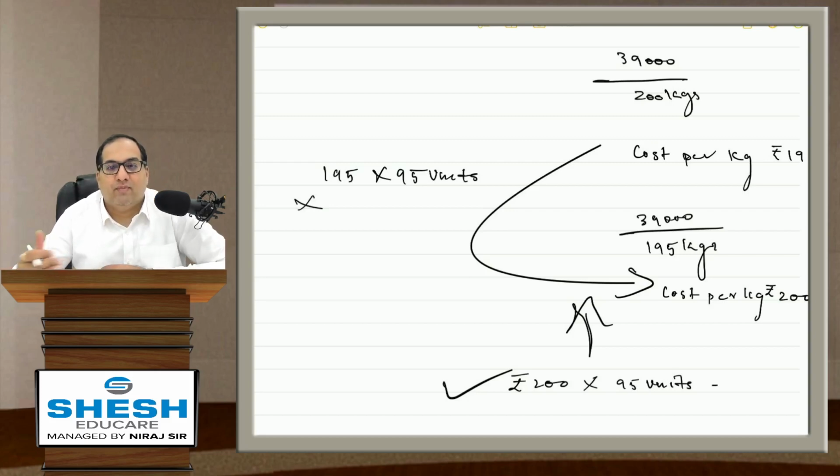So for normal loss, you don't have to pass any entry. But yes, because of normal loss, your cost per kg will increase. How the cost per kg will increase and how it will be adjusted at the time of valuation of consignment stock, I have discussed with you.